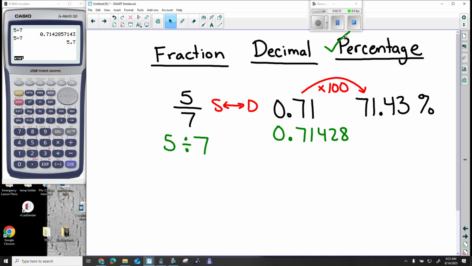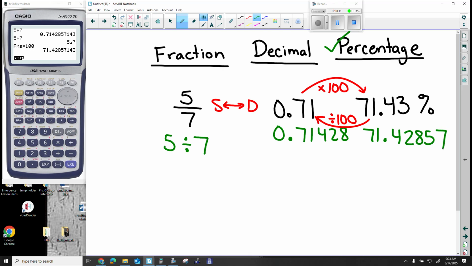All right. Now, how do you reverse engineer this stuff? How do you go backwards? Well, the only crazy one is you divide by 100 to turn the percentage back into a decimal. And then again, you use the SD button to get the fraction. So you can go to the right and you can go to the left. So when I have this, all right, I get a value of 71.42857.